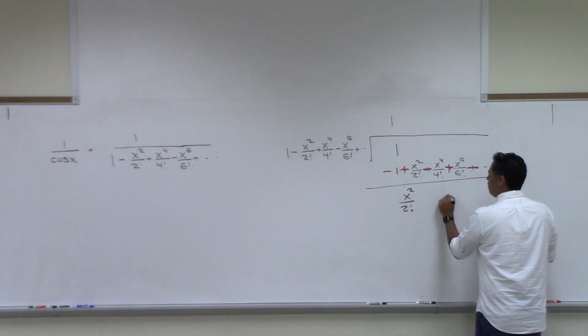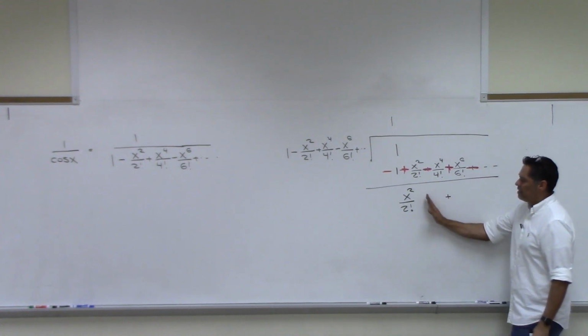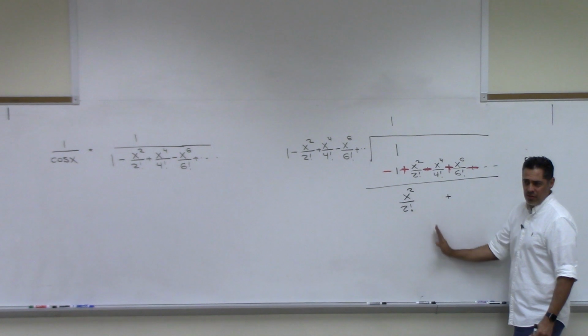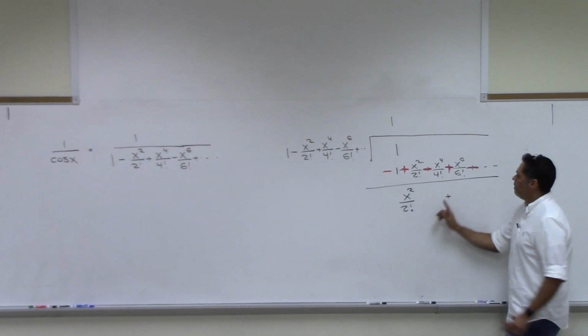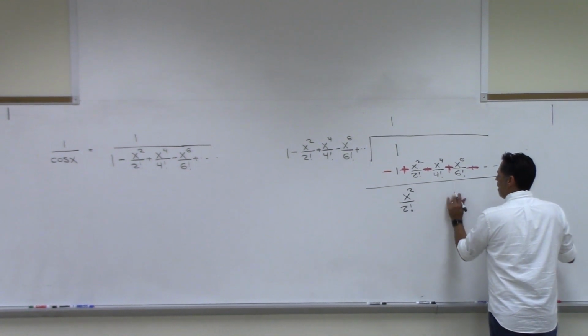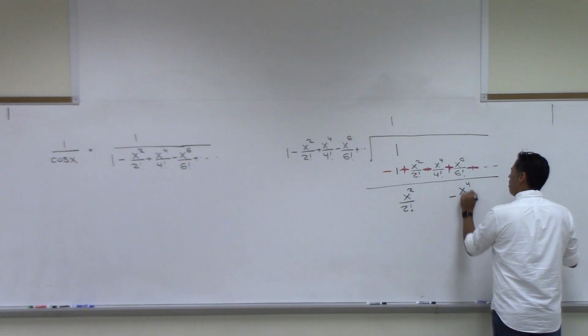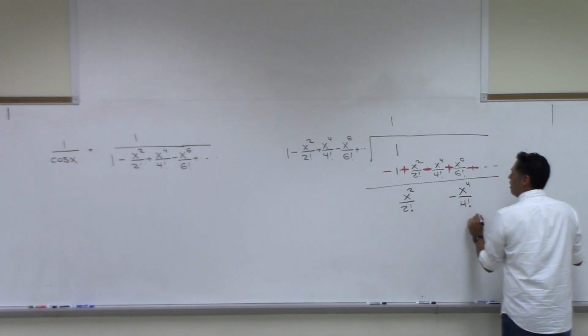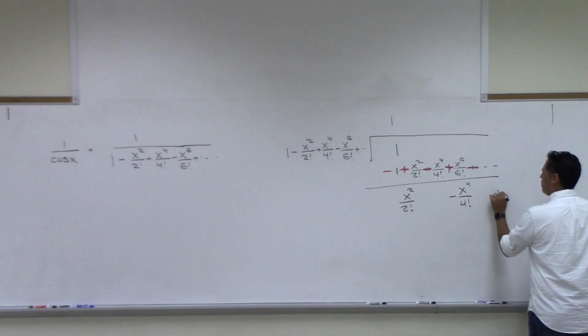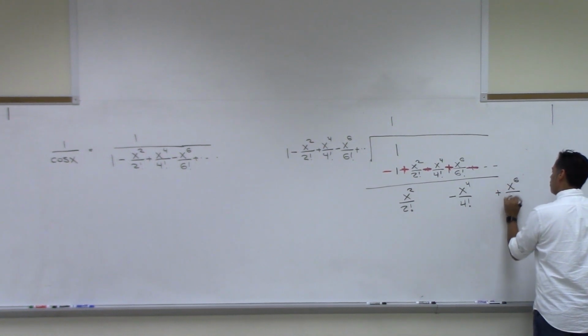Okay, I'm going to leave some space. Are y'all okay with me leaving space? In case on the next step I get an x cubed, I want some space for it. Then I have, oh, that should be a minus x to the fourth over 4 factorial. And then I have a plus x to the sixth over 6 factorial.